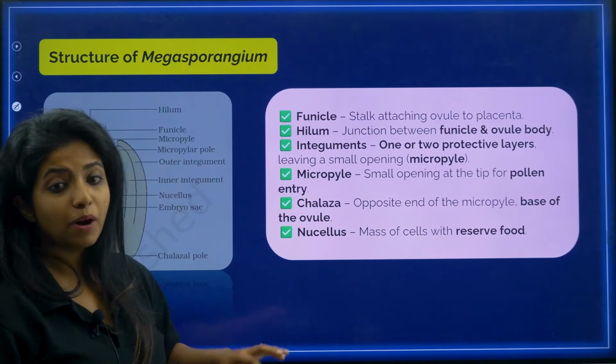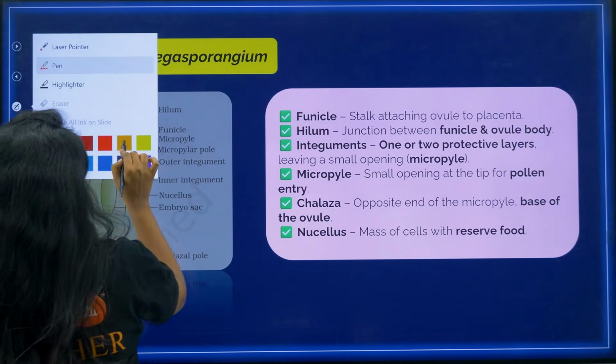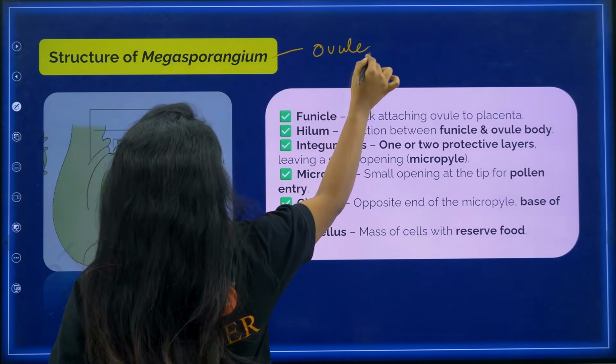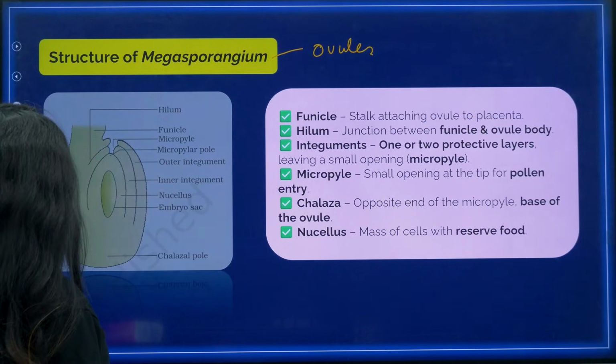Going ahead, if you talk about the structure of the megasporangium, what do you mean by that? You are basically talking about the structure of ovules, my dear children. So what do you have over here? I will make the structure of the ovule and it will be easier for you to understand then.